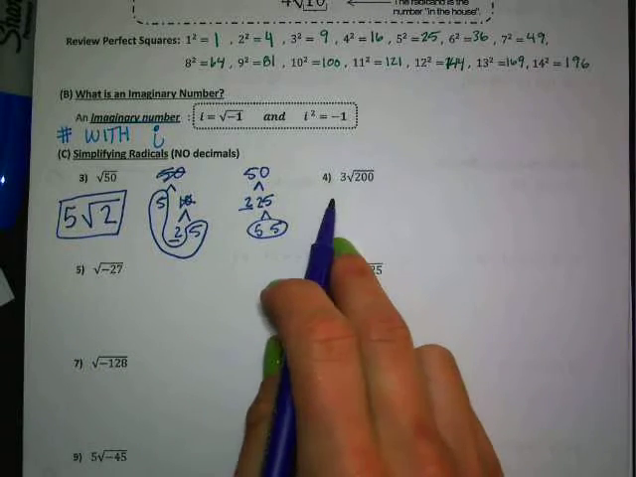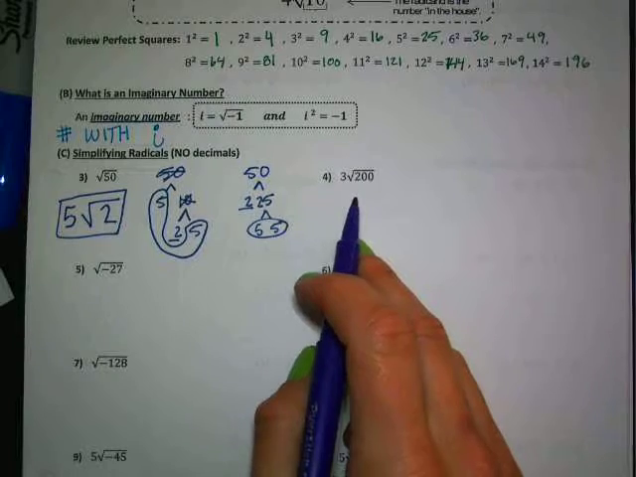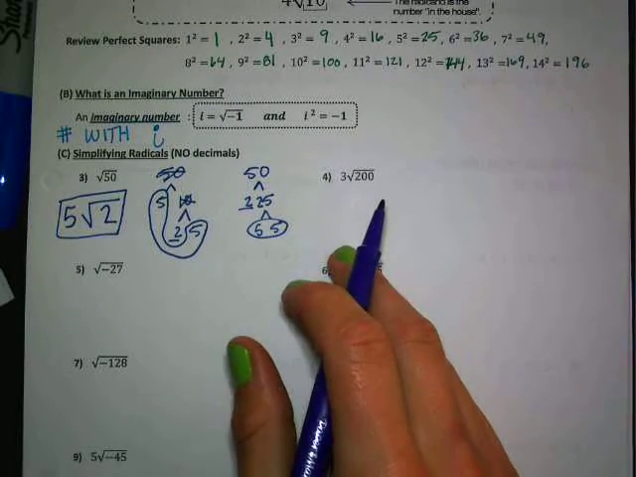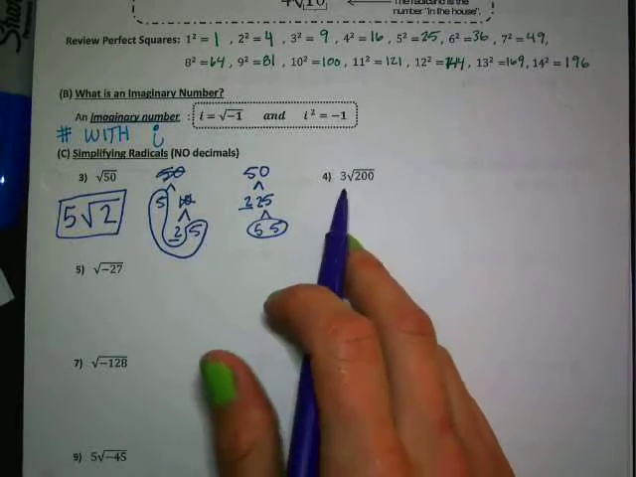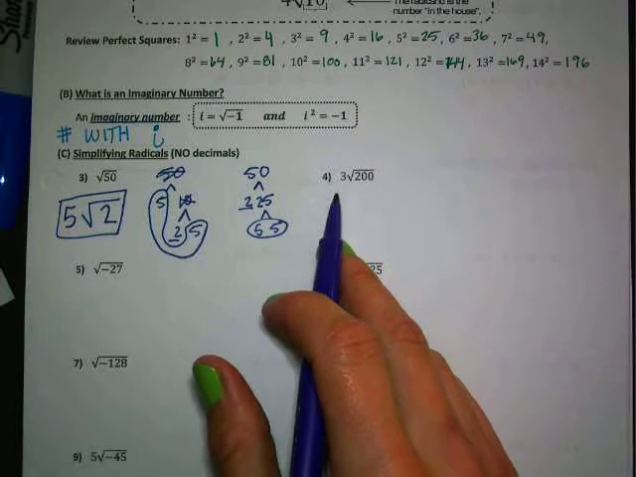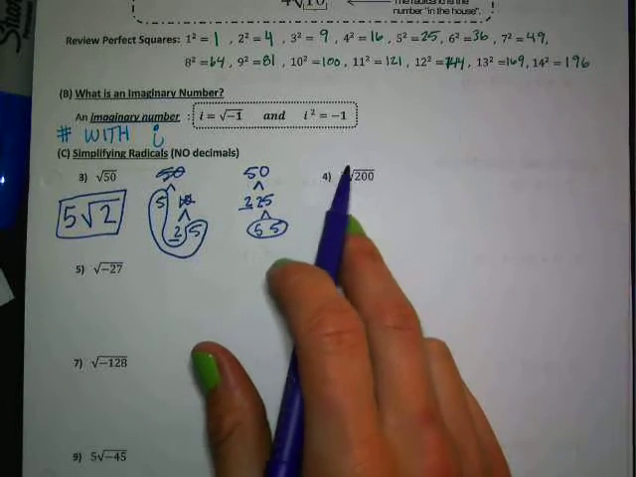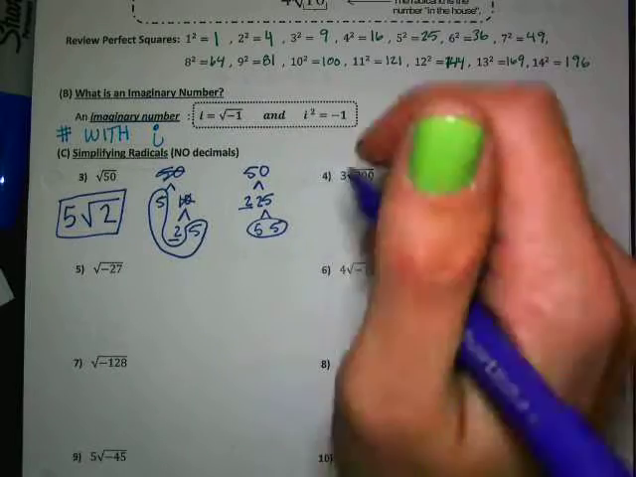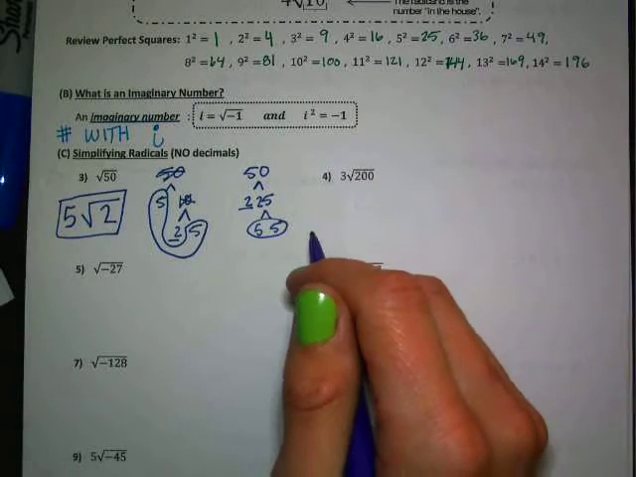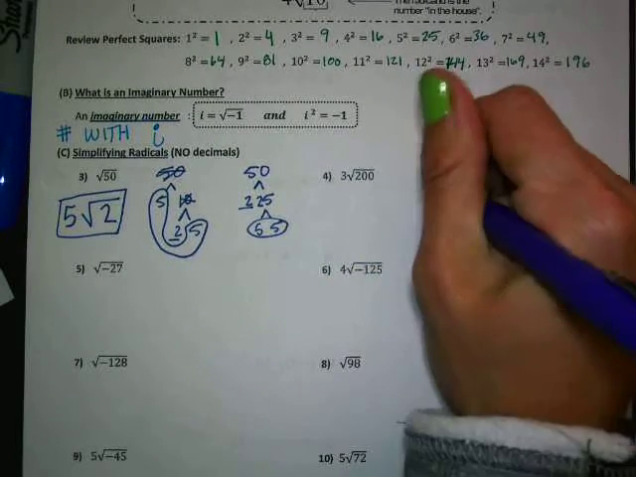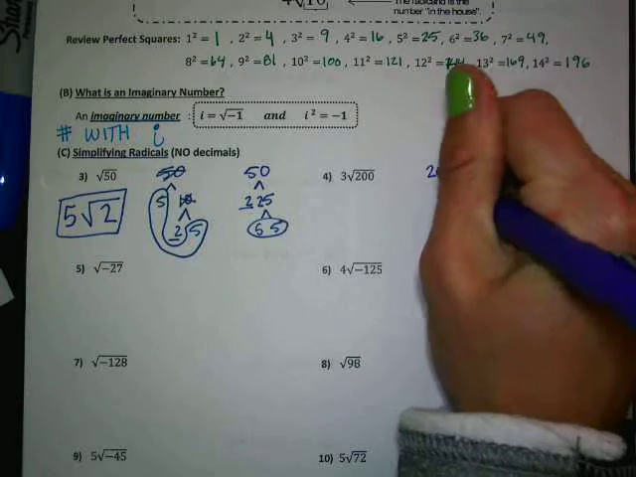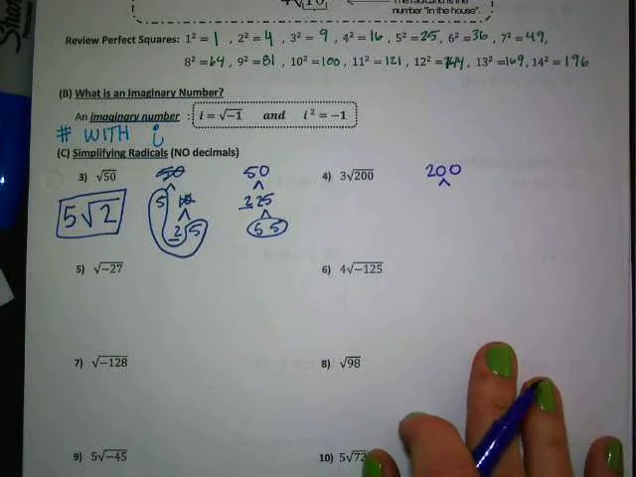Okay, on number 4, once again, if you got it, great. Quit talking, so everybody else that's still kind of understanding it can figure it out. The 3 on the outside is just going to stay there. You don't do anything with the 3 because we're just trying to break down the root. So I'm going to take 200 and break it down. Tell me 2 numbers that multiply to give you 200.